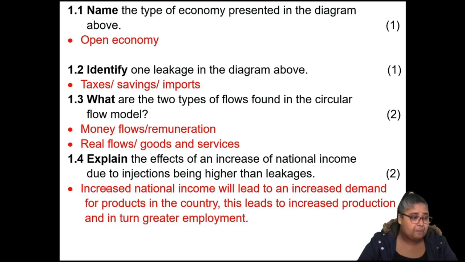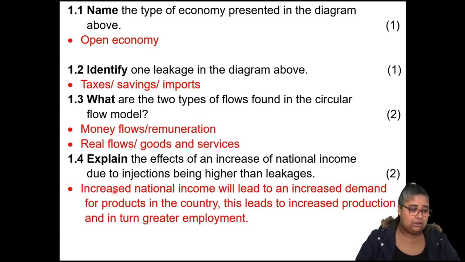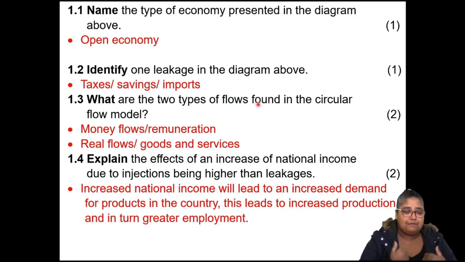Question 4, explain the effects. So now you have to give an explanation. So this means a full sentence. Explain the effects of an increase in national income due to injections being higher than leakages. So within the circular flow, there was an increase in national income, and this was as a result of injections being higher than leakages. So more money flowed into the circular flow than what left the circular flow.